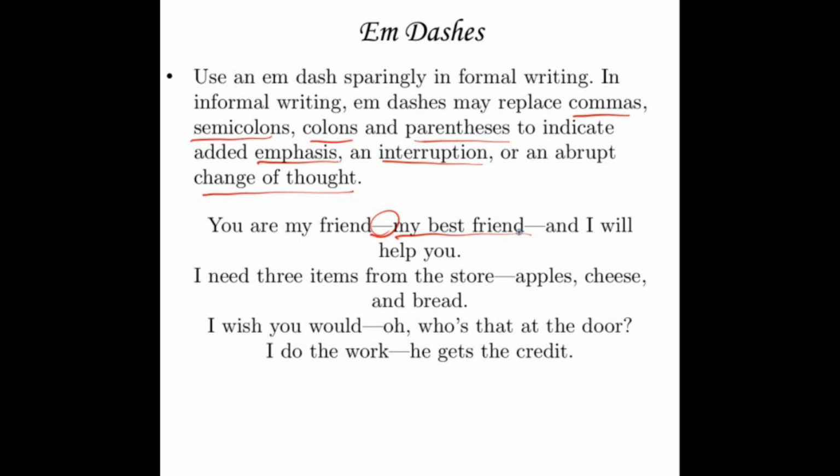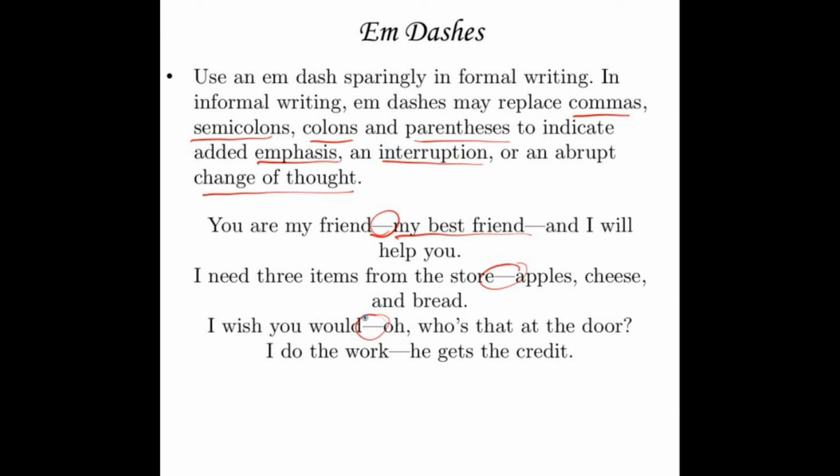I need 3 items from the store: apples, cheese, and bread. In this case, we're indicating a pause between store and apples when this sentence would be spoken, and the em dash is doing about the same job as a colon. Now we look at the third sentence. I wish you would, oh, who's that at the door? This is somebody who lost their train of thought. They changed the subject very abruptly, and the em dash indicates that train of thought. I wish you would, oh, who's that at the door?